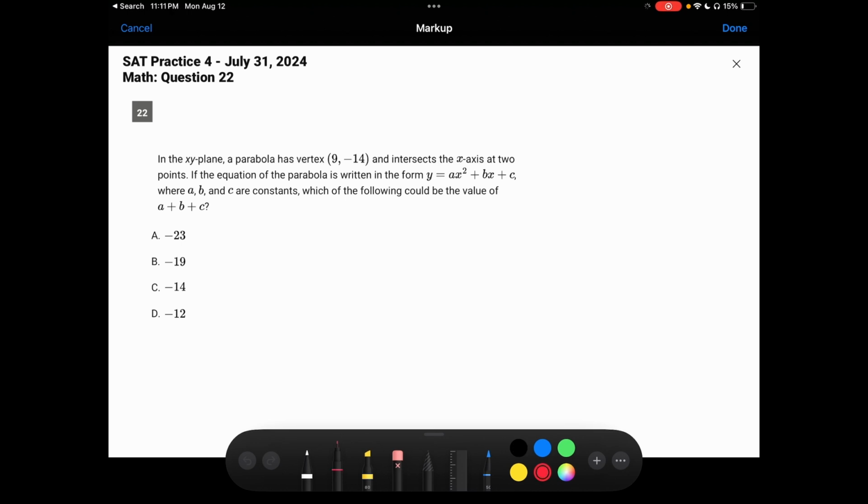For questions of this sort, it is almost certain that when the examiner gives you the vertex of the equation, you need to use the vertex form of a quadratic equation. Now let's look at that. y = a(x - h)² + k. This is the vertex form of the quadratic equation. You might be familiar with this.